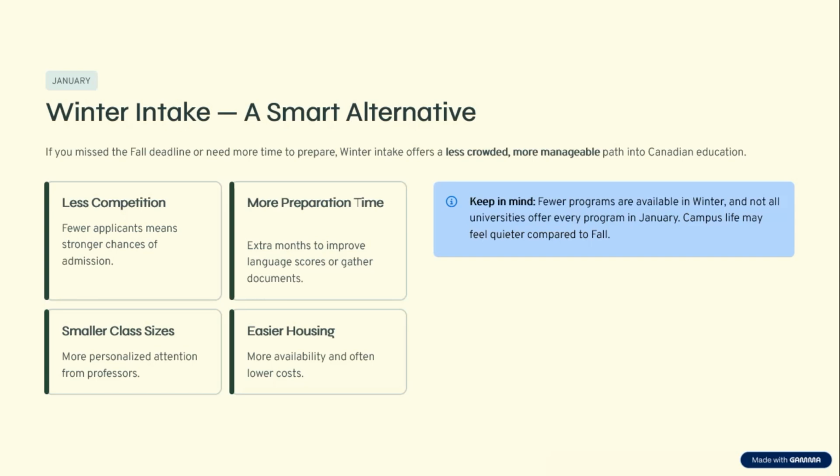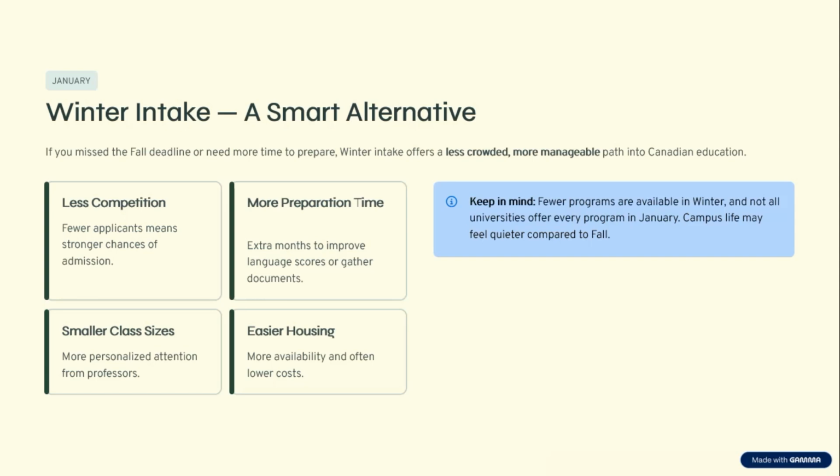Watch out, you have to take the winter intake, so you need more time to prepare. Then winter intake offers a less crowded, more manageable path into Canadian education. So it's like the winter intake is the second best option towards your intake choice.